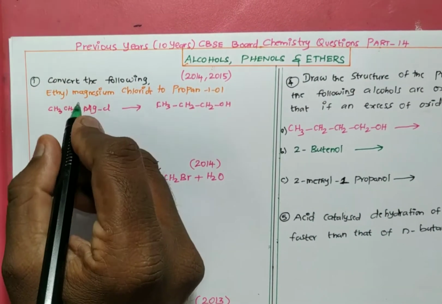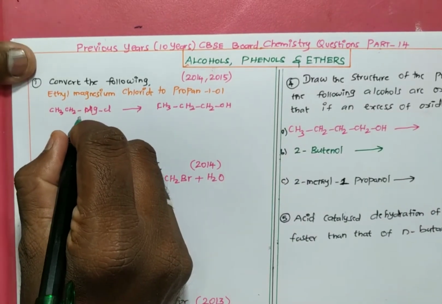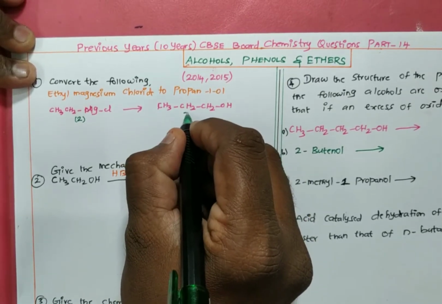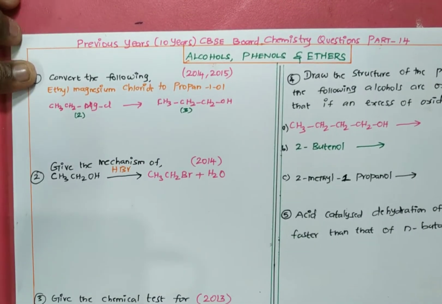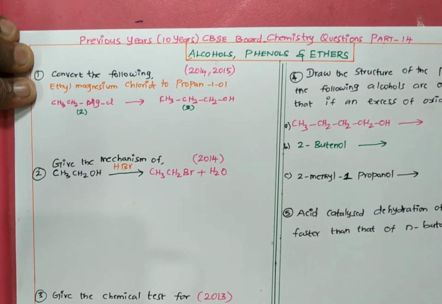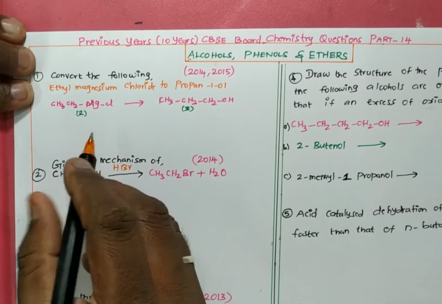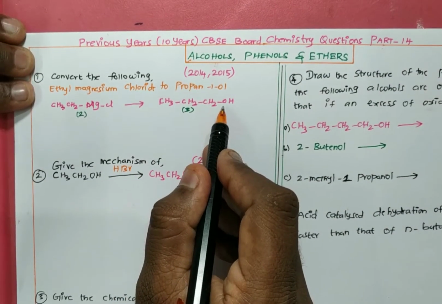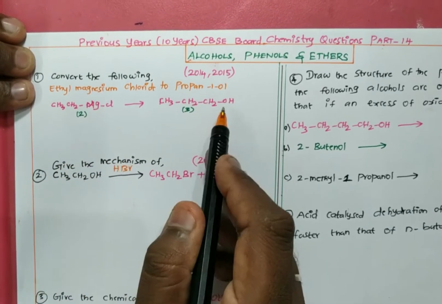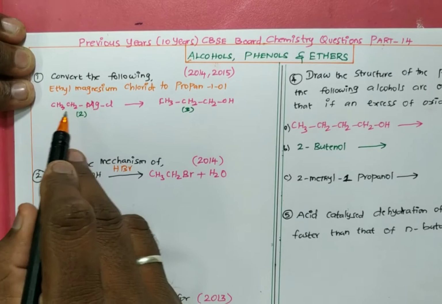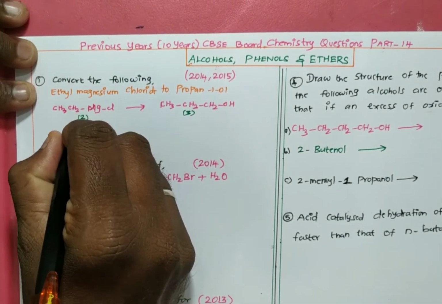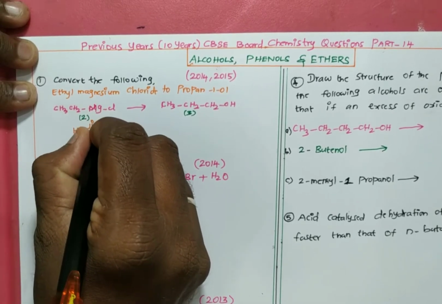On the reactant side, how many carbon atoms do we have? 2 carbon atoms. But on the product side we have 3 carbon atoms. So we have to add one more carbon atom to this reactant. What kind of carbon atom can we add? If we need to get an alcohol, the product should be reduced, so we have to use some oxidized compound. Accordingly, I have to use formaldehyde, HCHO.